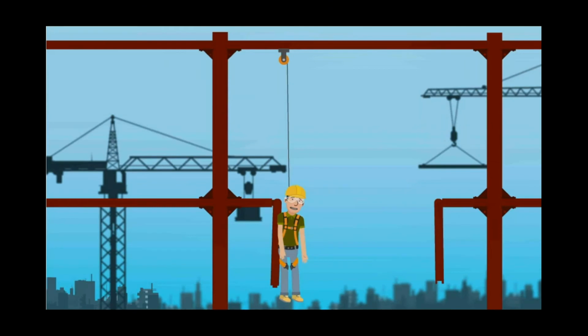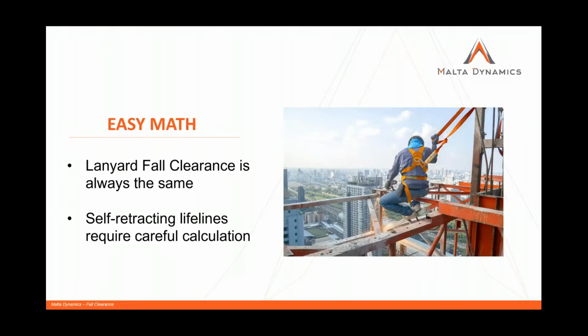So it's easy math. Remember this. Lanyard fall clearance is always the same. 6 feet, 6 feet, 6 feet. If it's a lanyard, it's 6 feet. Self-retracting lifelines require careful calculation. You have to take into consideration where it is. You have to take into consideration how far underneath the anchor people are going to be able to move away from it. And you have to identify whether it's a Class A or a Class B. So SRLs will create change within your fall protection plan.